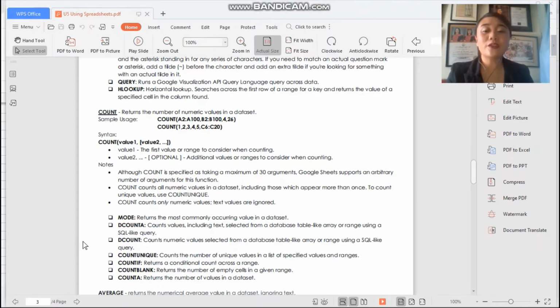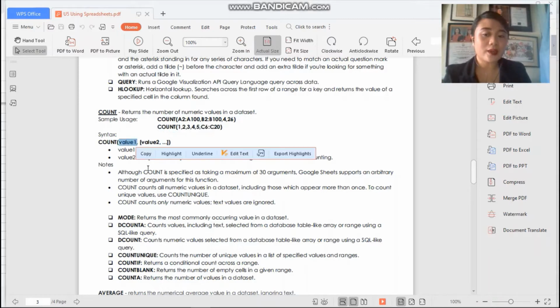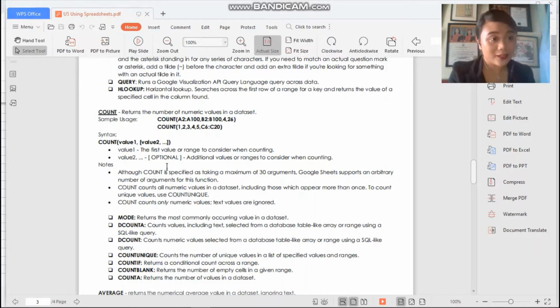So I hope everyone knows already how to use your Google Sheet. Now, we have here your count. Your count means it returns the number of numeric values in a data set. Now, you would notice that we have here a sample usage, so you can see on your screen. The syntax here would tell us that the value 1 is the first value or range to consider when counting. So basically, your count is only there to count. And your value 2 would be optional. This can be additional values or ranges that can also be considered when counting.